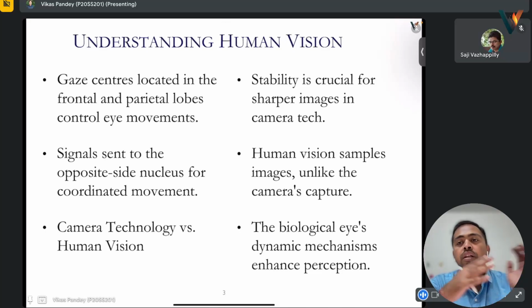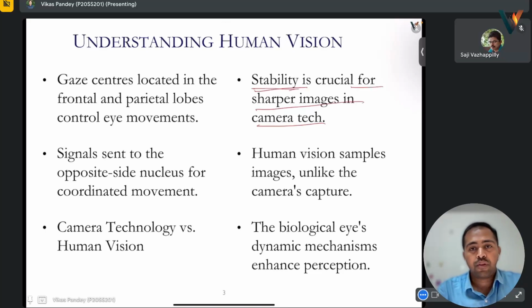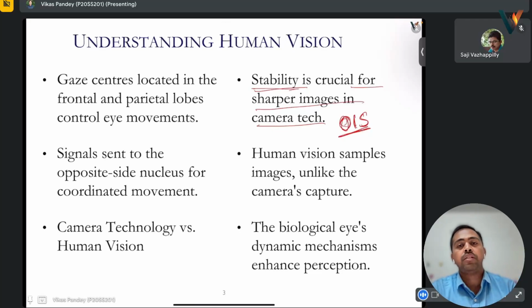In the previous class I was also discussing the analogy between camera technology and human vision, how cameras work and how human vision works. In camera technology, stability is very crucial for a sharper image, like optical image stabilization, OIS. Nowadays this technology mimics the way our eyes stabilize themselves, and thus we are able to get sharper images from the camera.